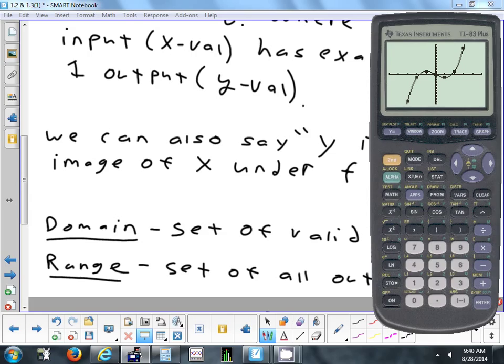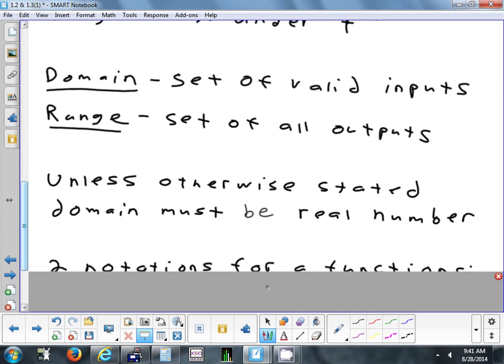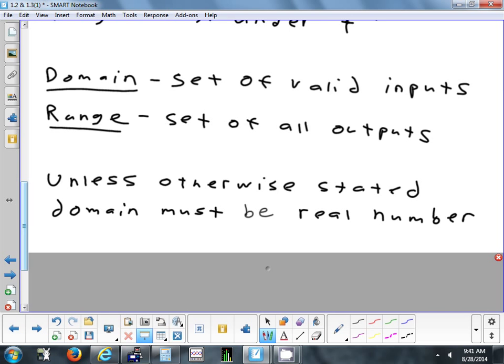How about a parabola? Does a parabola go up and down forever? No. A parabola has that U shape, or it has more of an N shape. So parabolas are a little different. But that's the idea of domain and range. Unless otherwise stated, the domain has to be a real number.